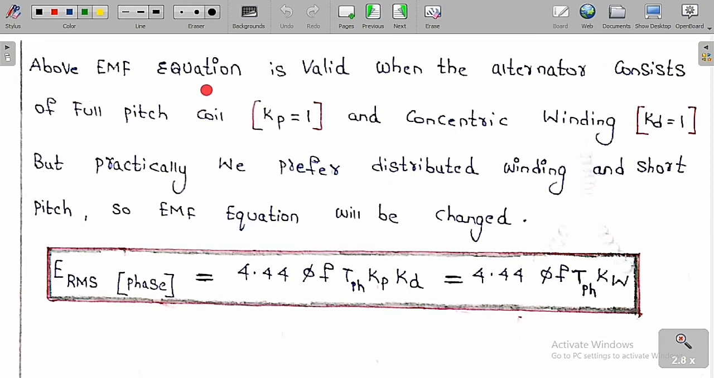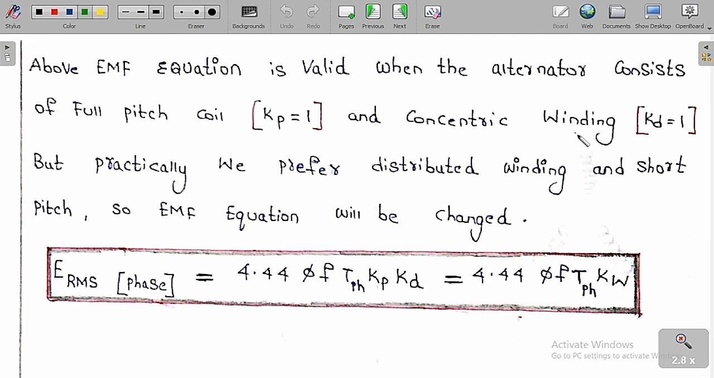See, the above EMF equation is valid when the alternator consists of a full pitch coil and concentrated winding. Only for a full pitch coil with a concentrated winding is the above formula valid. But practically we prefer distributed winding and short pitch, because with their help we eliminate the higher order harmonics. If we eliminate the higher order harmonics, we get only the fundamental, so the EMF will be purely sinusoidal.